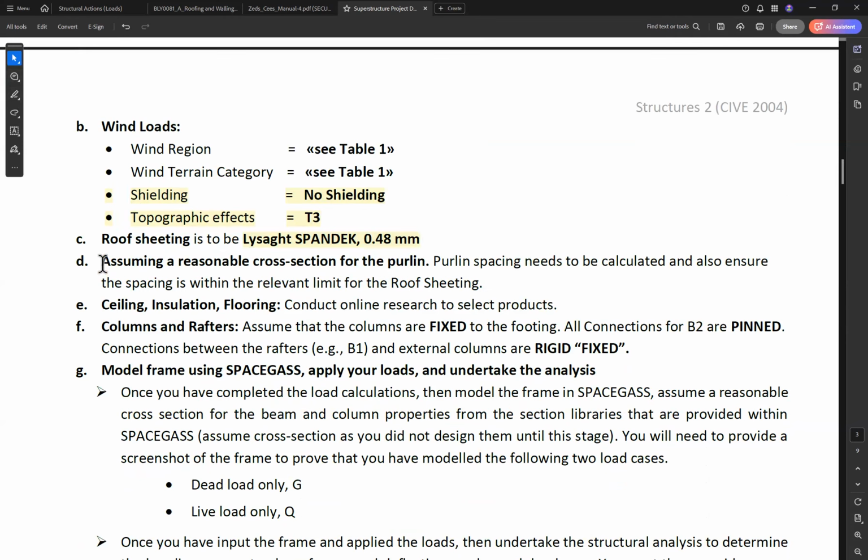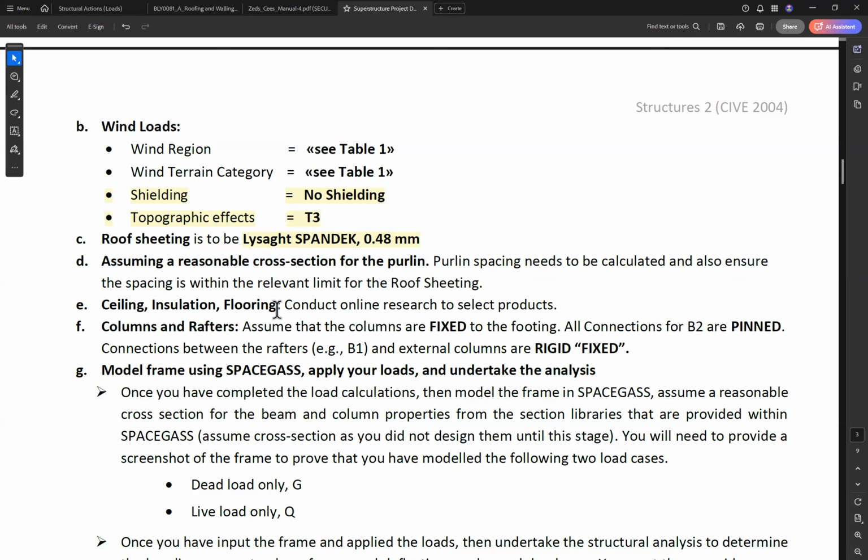The purlin is not given, so we will assume a reasonable cross-section for the purlin. We are not designing the purlin, but we need to assume a section for it from the table or the file I showed you earlier today as well. Purlin spacing needs to be calculated and also ensure the spacing is within the relevant limit for roof sheeting. We will know about this in the class tomorrow.